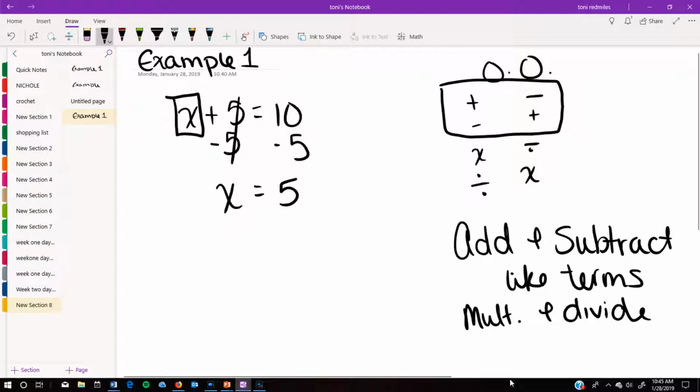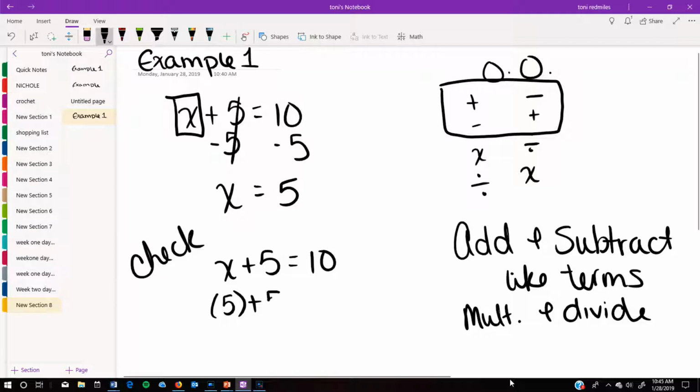Now I got to check. Got to check my answer. Just like in evaluating, I start with my equation. And my equation says that every time I have the unknown x, it equals 5. Now, our goal is to get two equal sides. So I do this adding, it's 10. And that is equal to the other side, 10. I have a true statement here, so my check works out.